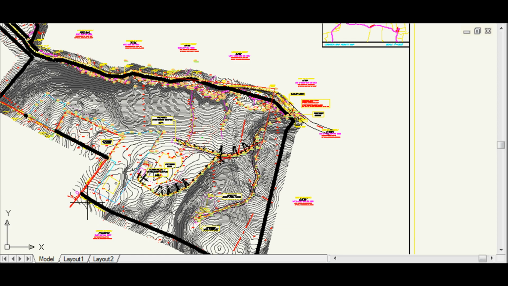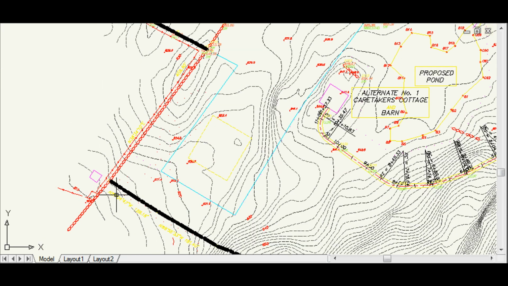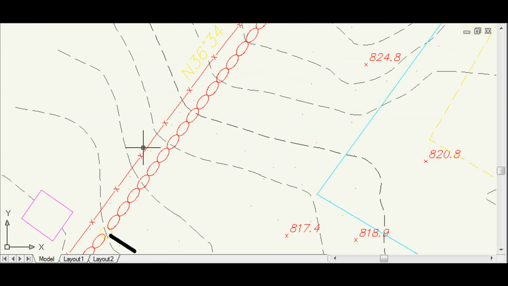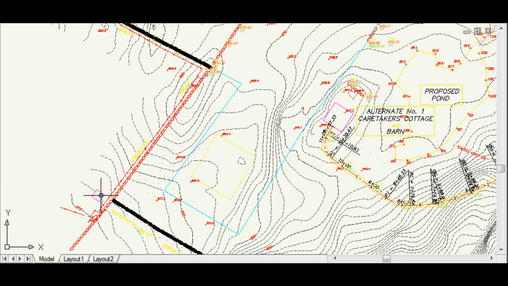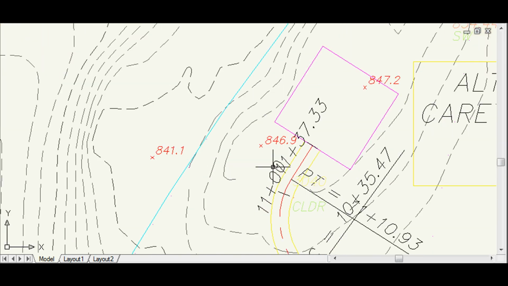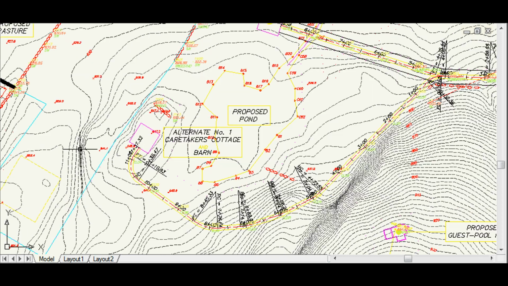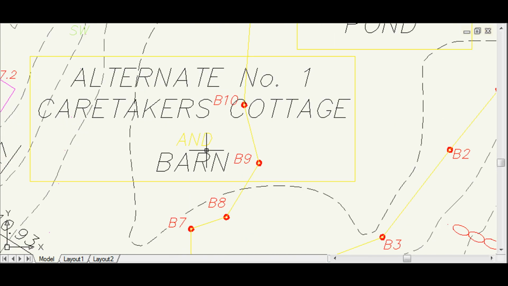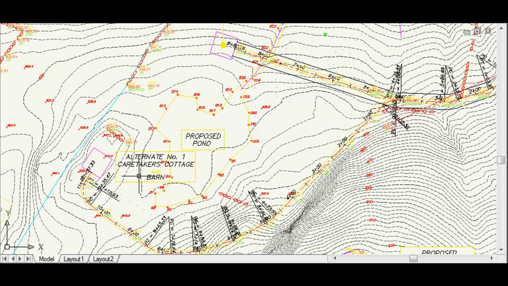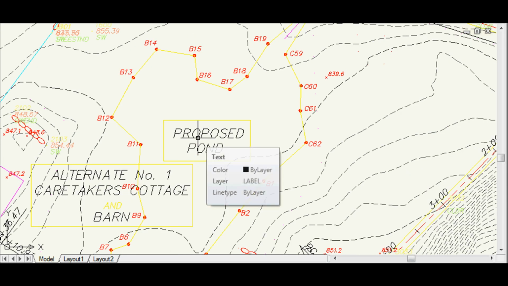But I just thought I would show you a bigger project and explain why we do what we do on a little grander scale. And you can see here stone wall and fence line and stuff like that in the survey data here on the map. And you can see spot points on elevation. Yeah, like here you go. Alternate number 1 caretaker's cottage barn, proposed pond.